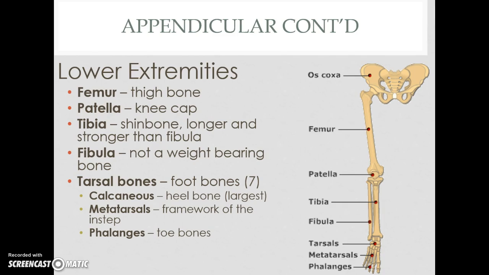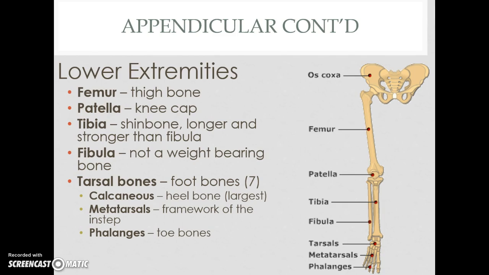Moving on to the lower extremities. We have the femur, the thigh bone. That's the longest bone in the body. You have the patella, your kneecap. Then you have the tibia, which is your shin bone, the longer and stronger one compared to the smaller one on the outside called the fibula. Fibula is a non-weight bearing bone.